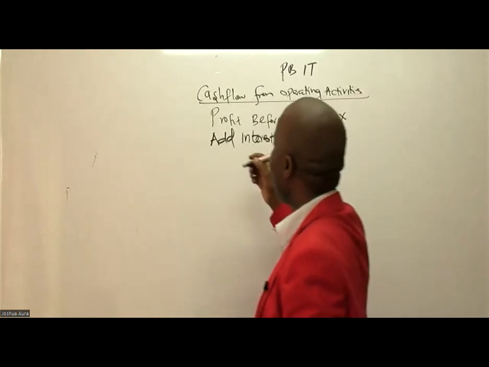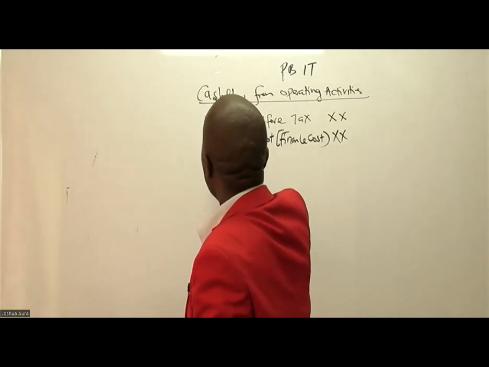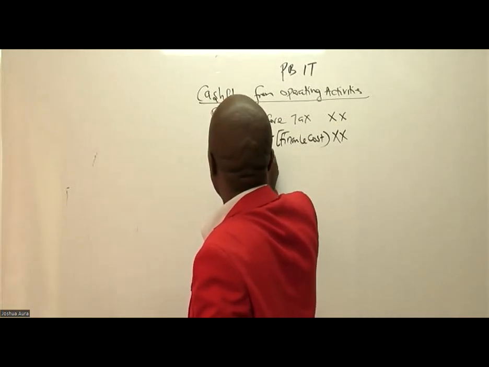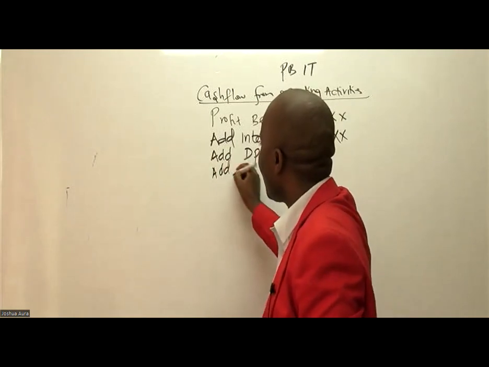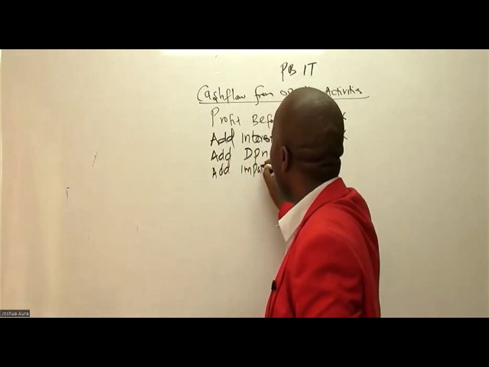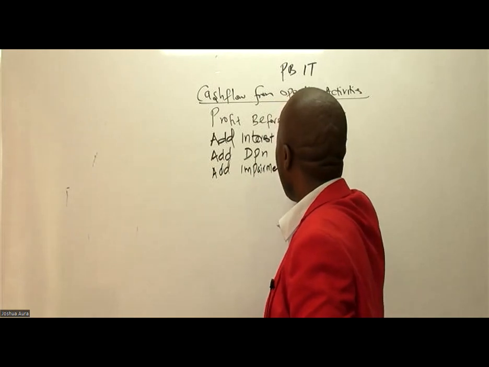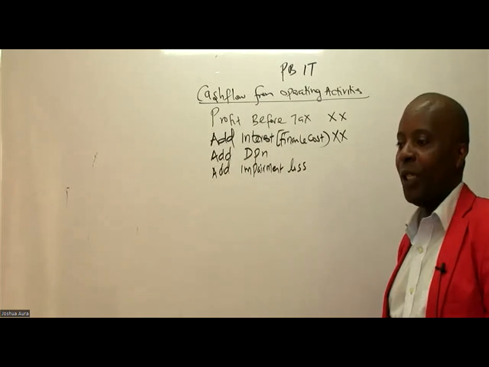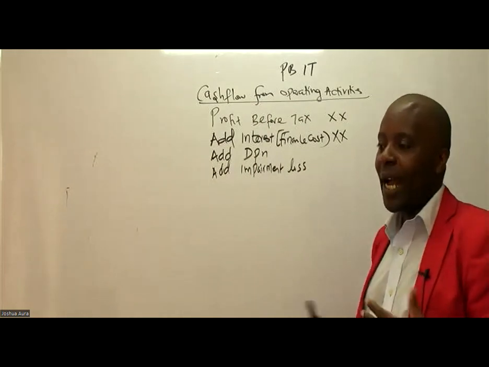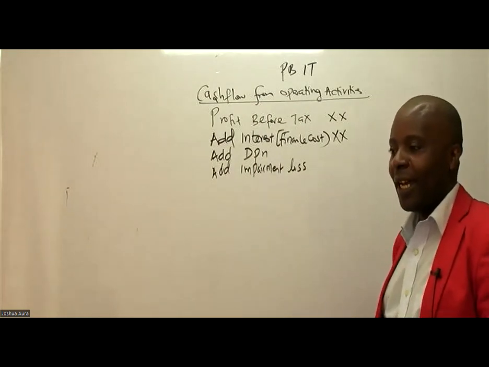So non-cash items, like which one? Like depreciation, which they are telling you to add back. They are telling you to come and add any non-cash item that you are aware of. We add any impairment, like the loss of goodwill, the impaired goodwill. Is there any other non-cash item that you are able to remember?